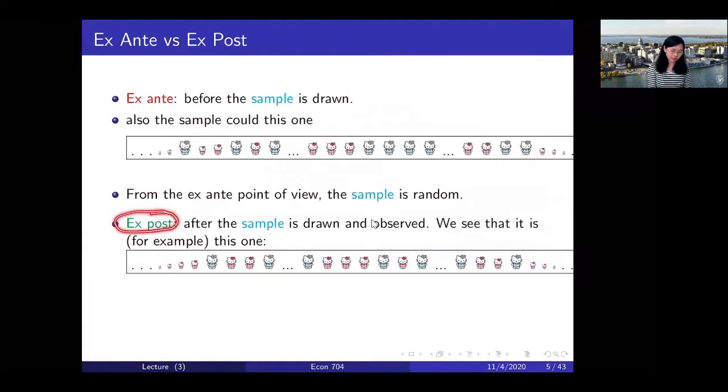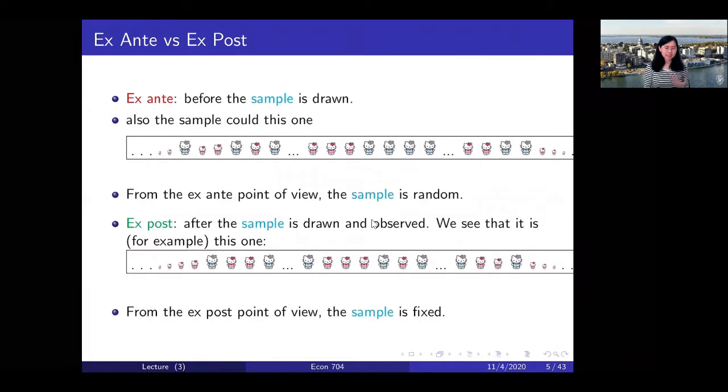Contrary to that, there is the ex post point of view. That is the point of view after the sample is drawn and observed. After the sample is drawn, let's say the sample is this one, and we observe a bunch of numbers for these Hello Kitties. From the ex post point of view, the sample is already given, is known, is fixed, is a set of numbers.